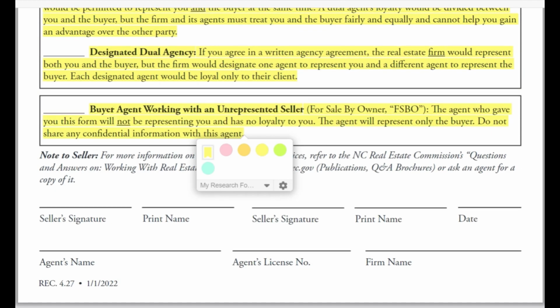So now we're at the buyer agent working with an unrepresented seller. So this is your FSBOs, what you might hear the term for sale by owner. The agent who gave you this form will not be representing you and has no loyalty to you. The agent will represent only the buyer. Do not share any confidential information with this agent.